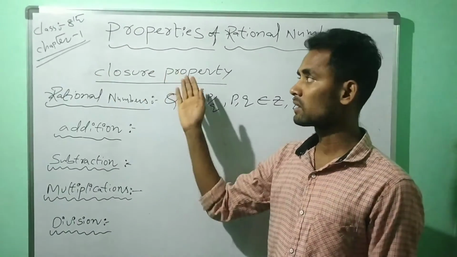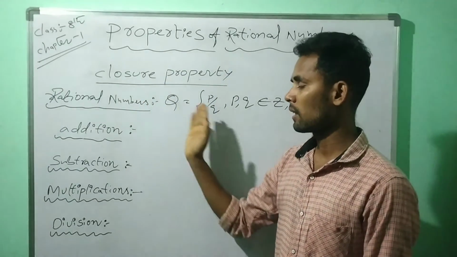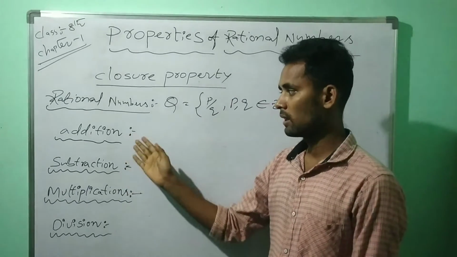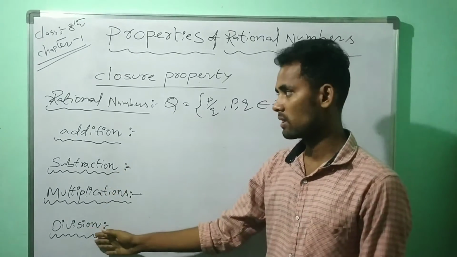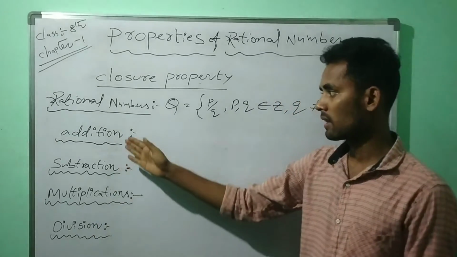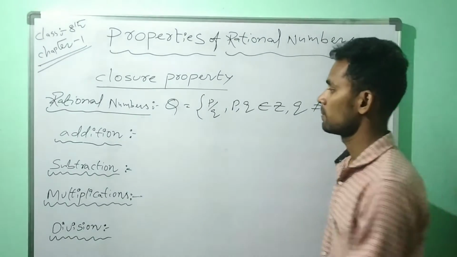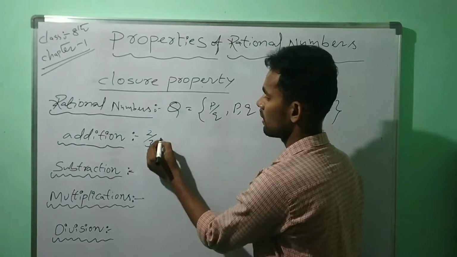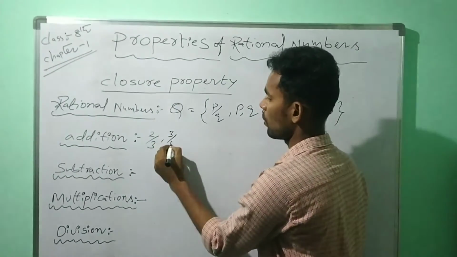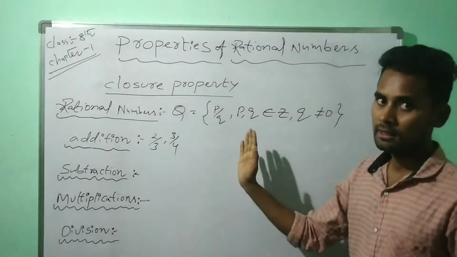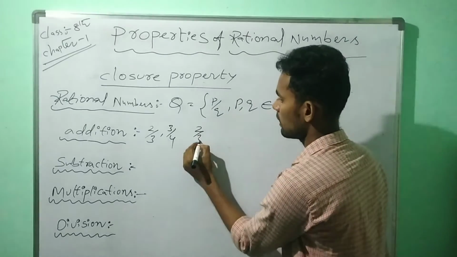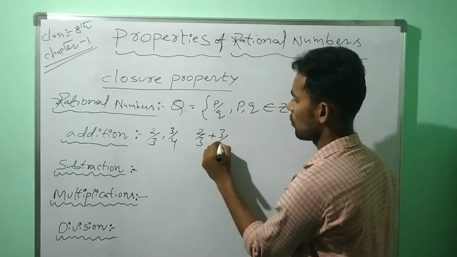Now let us discuss closure properties in rational numbers under these four operations: addition, subtraction, multiplication, division. So let us discuss addition. Take 2 by 3 and 3 by 4, any two rational numbers. What is the sum?